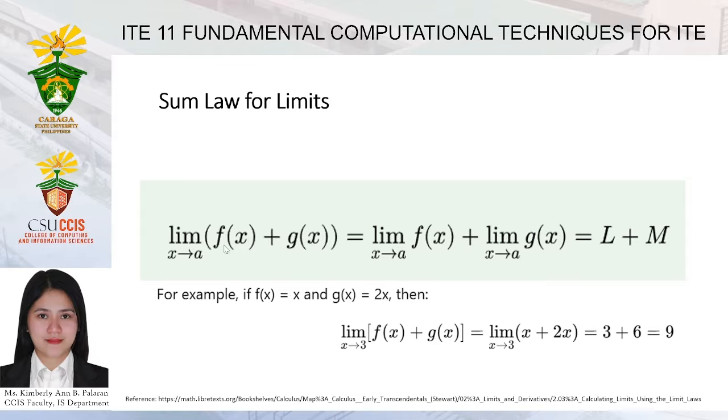We have here the limit as x approaches a of the function f of x plus g of x is equal to the limit as x approaches a of the function f of x plus the limit as x approaches a of the function g of x. So this means that if you're adding two functions together, you can find their limits separately and then simply add the results. In other words, the limit of a sum is the sum of the limits. So nagtotal rata diri or nag-add lang ta.